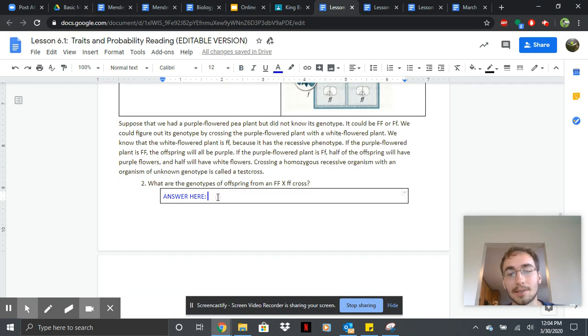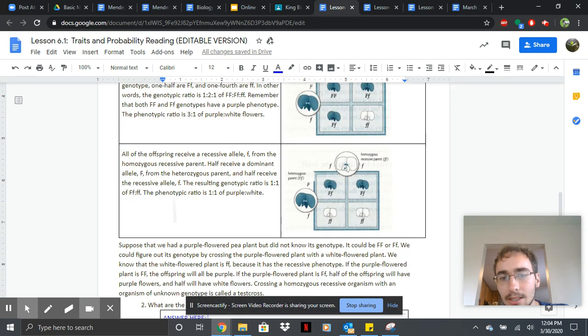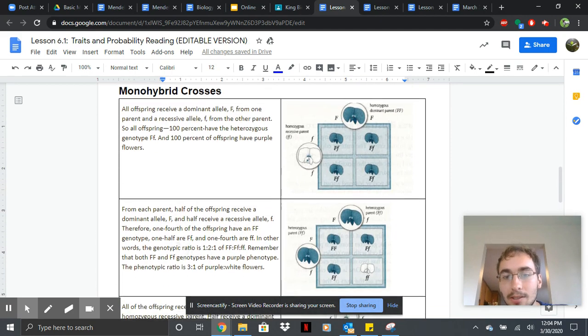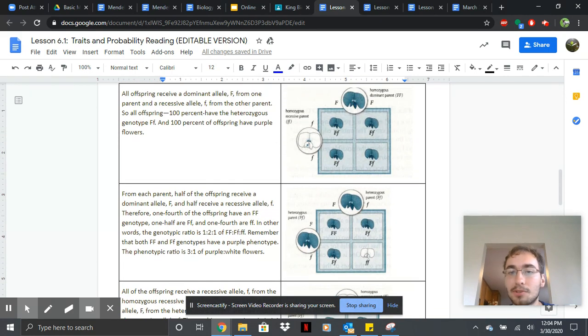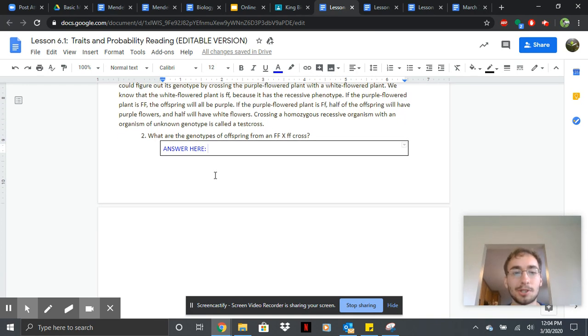So the second answer, it's going to ask, what are the kids going to be? What genotypes? If you have a parent with two capital F's and two lowercase f's. I'm looking for, you can find it up here. What is going to happen when you have two capitals, two lowercase f's? And remember for a Punnett square, these are the parents up here, and then these are the kids. So this worksheet was pretty simple.